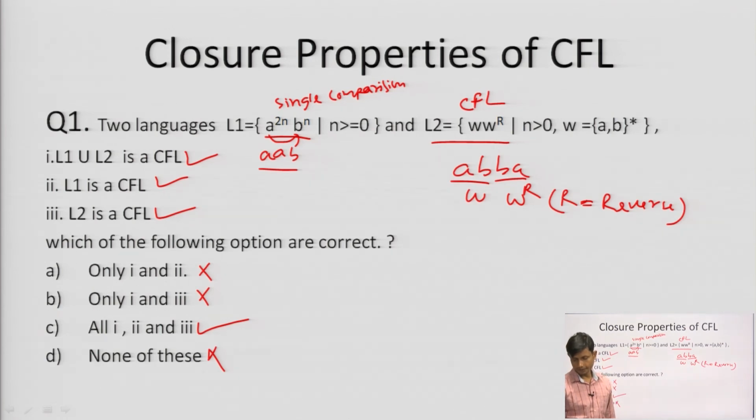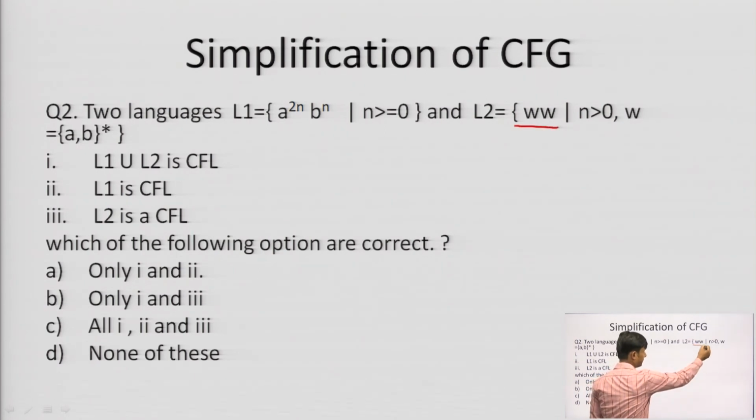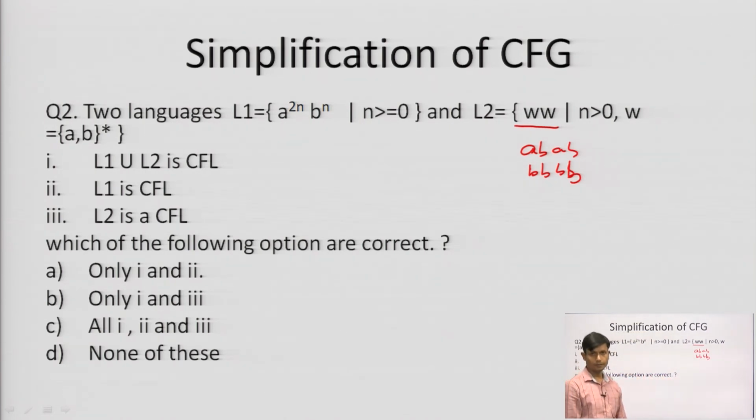And another question here, question number 2. It is the same thing, I just modified it: here it is WW, not WWR. So, this is not the reverse, it is the same string. Suppose here we take AB, then this should be AB. If this is BB, then this should be BB. So, strings will be generated like that. Can you identify which of the following options are correct?